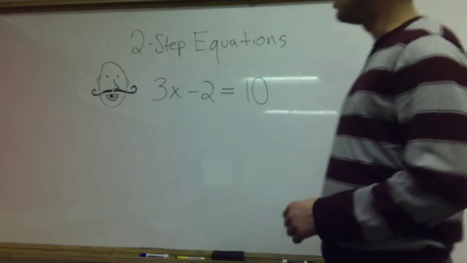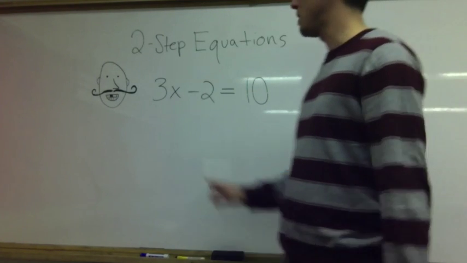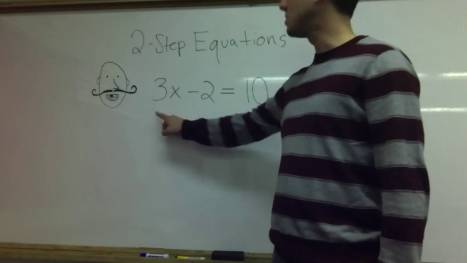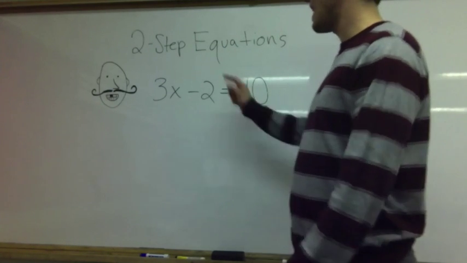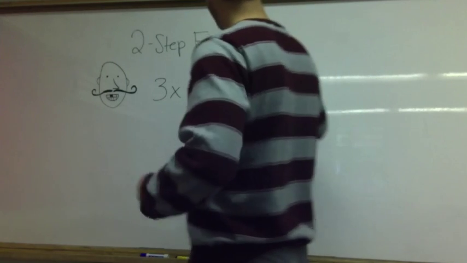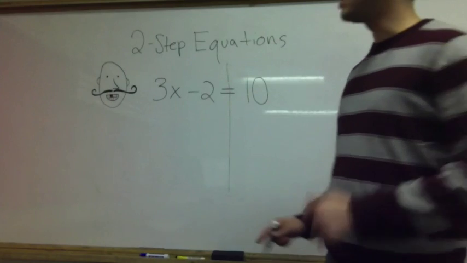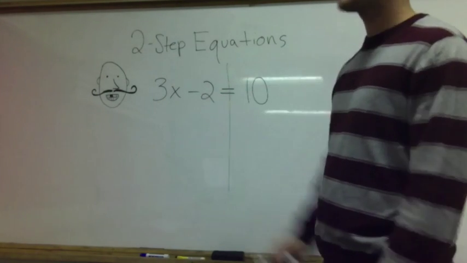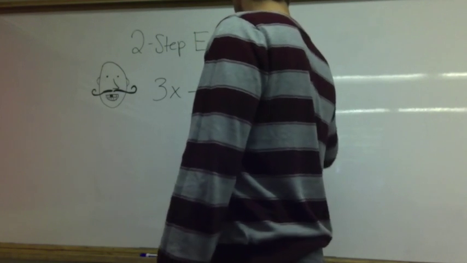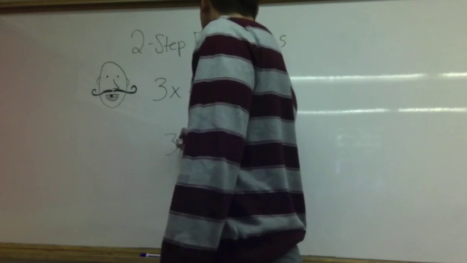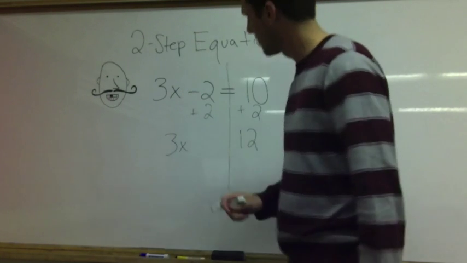So back to two-step equations. 3x minus 2, if you were to plug a number in there, you do x times 3 minus 2 equals 10. Now, to get x alone in this situation, you have to do 2 things. The first thing that you're going to have to do is get rid of the negative 2 by adding 2 to each side. So you have 3x left over on this side, and then 12 over here.